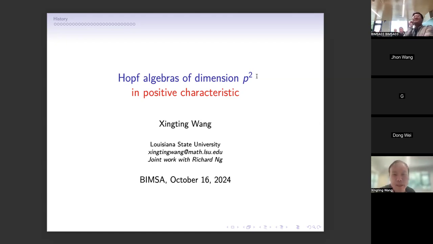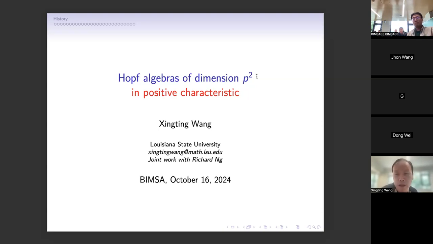So my topic is about some work I did with Richard Ying last year. It's mainly about the classification of some finite dimensional Hopf algebras. And we are focused on the other side of the story, because nowadays there is a big program of classifying Hopf algebras and beyond, quasi-Hopf algebras and tensor categories, over the complex numbers. And that's very important in physics and all other applications.